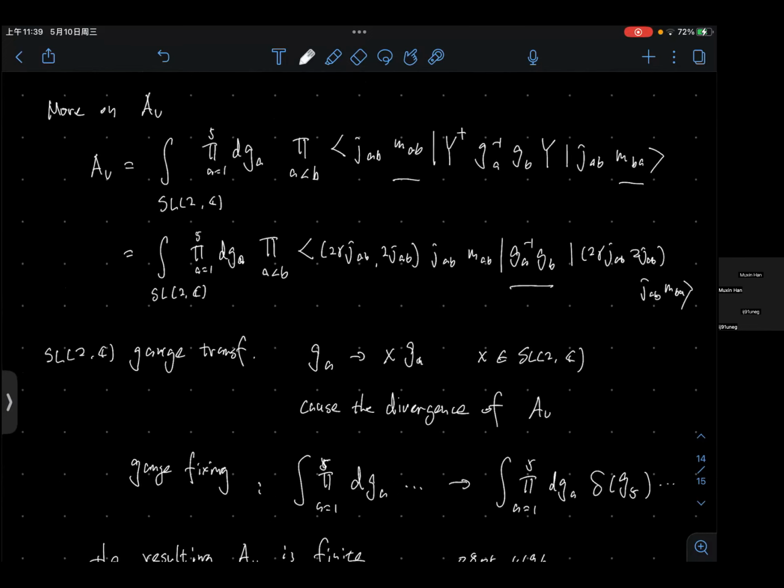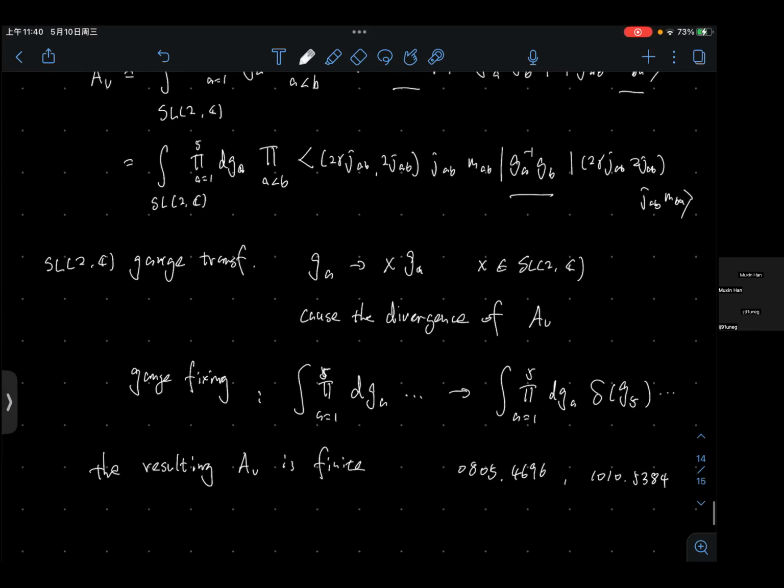Well, to use it, let me see. I think there is less than half an hour right now. So I'm not going to cover the application of this amplitude, but I can give you another representation of the amplitude, which may be helpful to understand the model better.